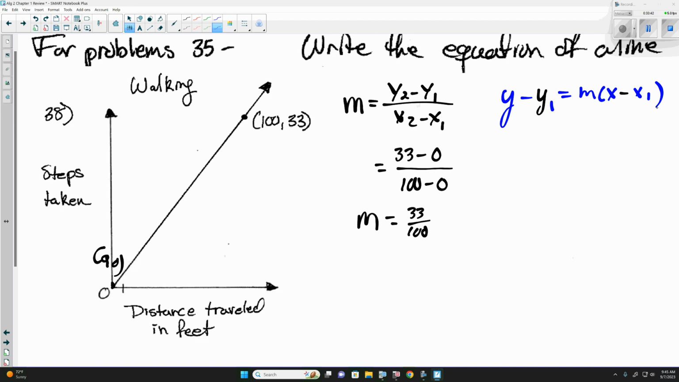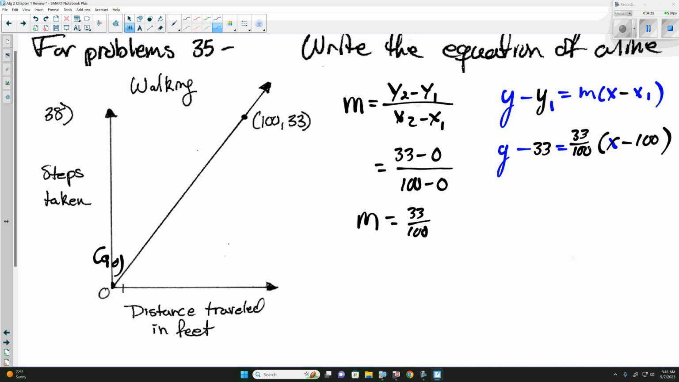Now we just need to find the equation of the line. For the equation of the line, we need it in y equals mx plus b. We just need to get y by itself. The y1, x1 is a point. We have 2 of them. It doesn't matter which one you pick. You just got to pick one of them. 33 and 100. So 33 would go in the y spot, 100 would go in x, and the slope goes in for m.